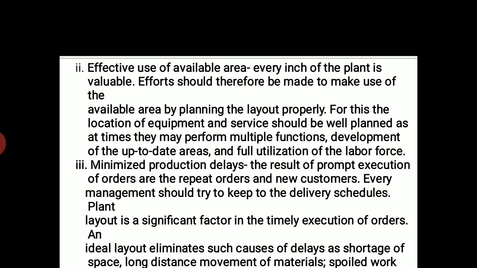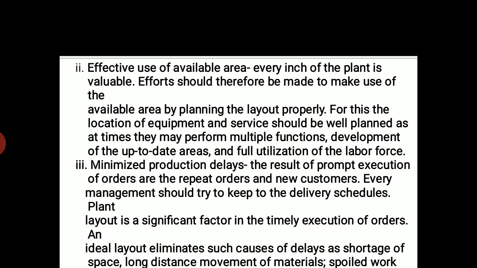Let us go to the second one, that is effective use of available area. Constantly I have been telling that whatever the space that we have, it should be effectively used. If it is used effectively, that means every inch makes the difference. So every inch of the plant is valuable, and effort should therefore be made to make use of the available area by planning the layout properly.